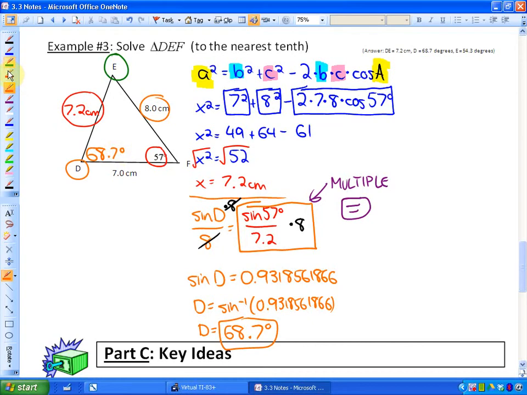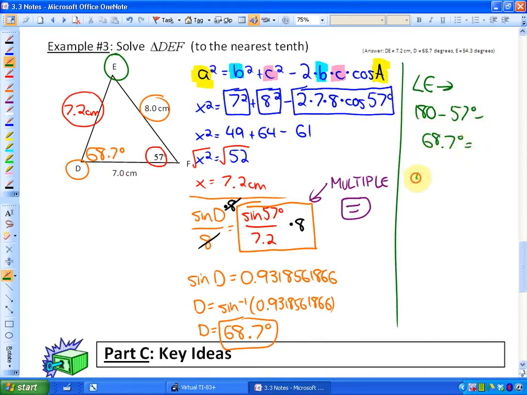And finally, to solve for angle E, the easiest way to solve for angle E is angles in a triangle equaling to 180 degrees. So angle E, I would just do 180 minus the remaining angles that we know, which is a 57 degree angle and a 68.7 degree angle, and that gives us an angle of 54.3 degrees. So we have solved the triangle. We have all of the missing sides and all of the missing angles.